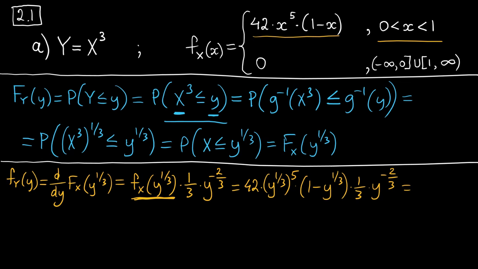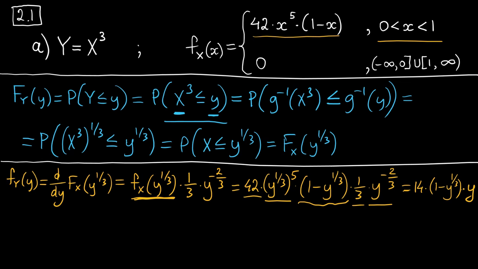And let's collect some terms here. 42 and 1/3 multiplied will give us 14. Then this expression here will stay as is, 1 minus y to the power 1/3. Okay, and what else do we have? We have y to the power of 5 over 3 times y to the power of minus 2 over 3, which will give us y to the power of 3 over 3, which is just y. Okay, so that's the PDF of y.